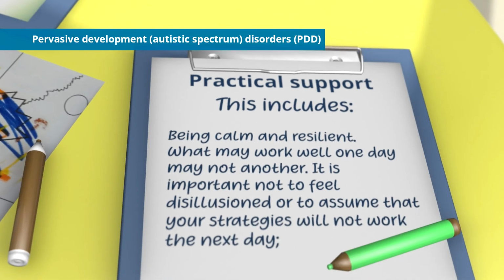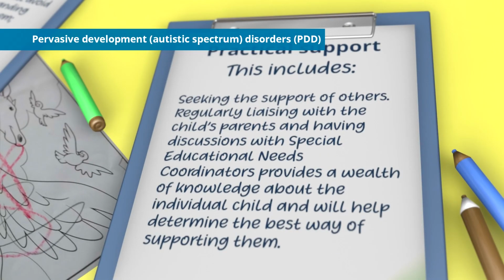Being calm and resilient. What may work well one day may not another. It is important not to feel disillusioned or to assume that your strategies will not work the next day. Seeking the support of others, regularly liaising with the child's parents and having discussions with special educational needs coordinators provides a wealth of knowledge about the individual child and will help determine the best way of supporting them.